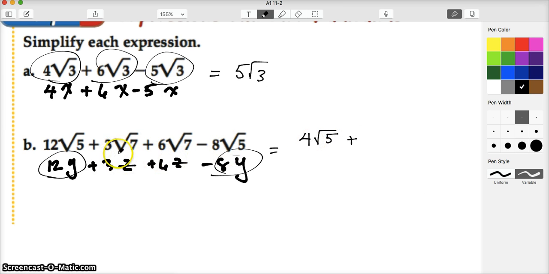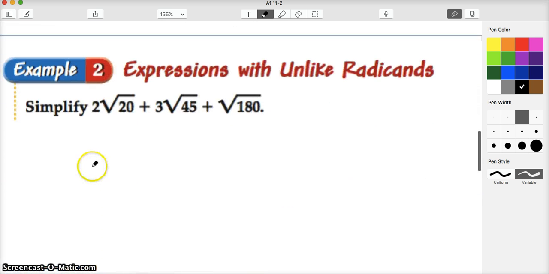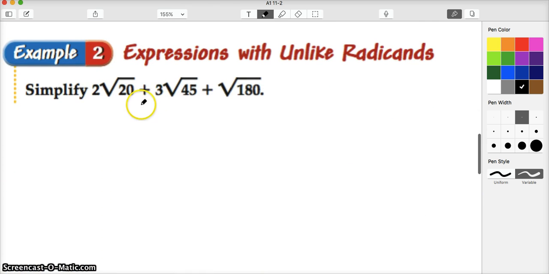If I have 3 root 7's and 6 root 7's, altogether I've got 9 root 7's. And that's how you simplify radical expressions. You just join them together and you treat them almost like they're variables. Over here, this is a little weird because they're all unlike, but what we need to do is simplify the expression as best as we can.